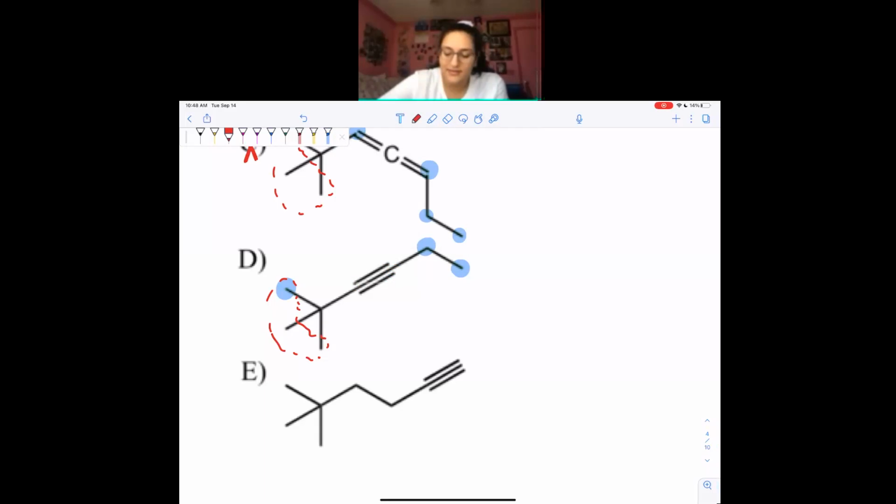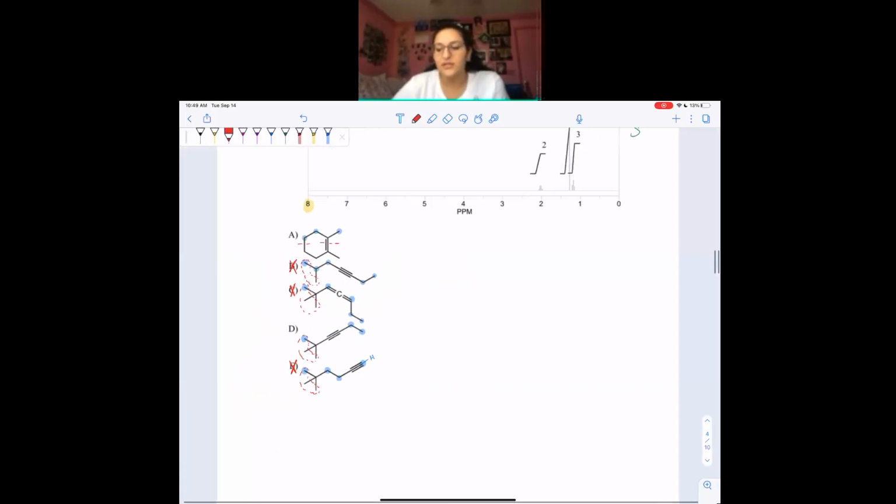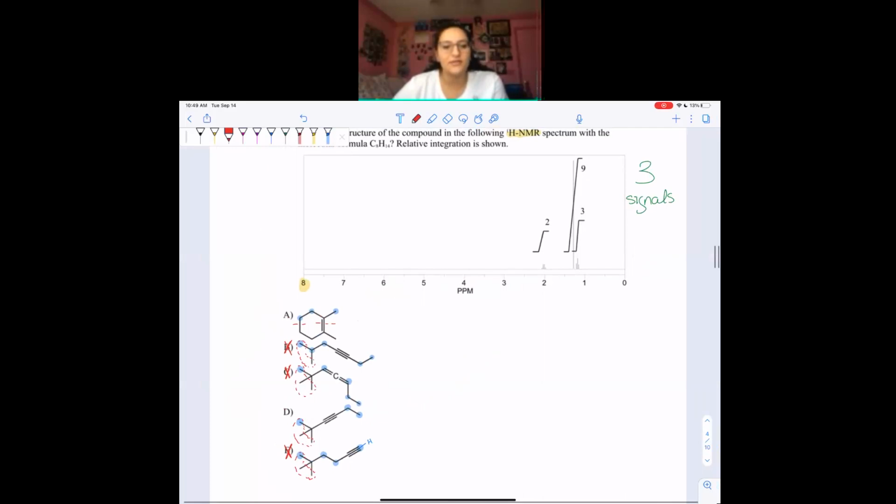Last but not least, these 3 are exactly the same. 1, no hydrogen here. 2, 3. We do have a hydrogen here. It'll look like that, but that's 4 signals, not way too many, but still too many. So we get rid of that one. So just based on the number of signals, we can get rid of 3 answer choices. So you're already down to 50-50.